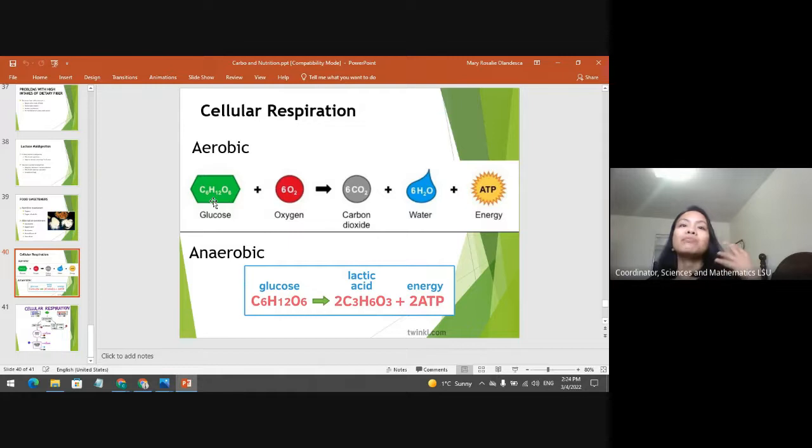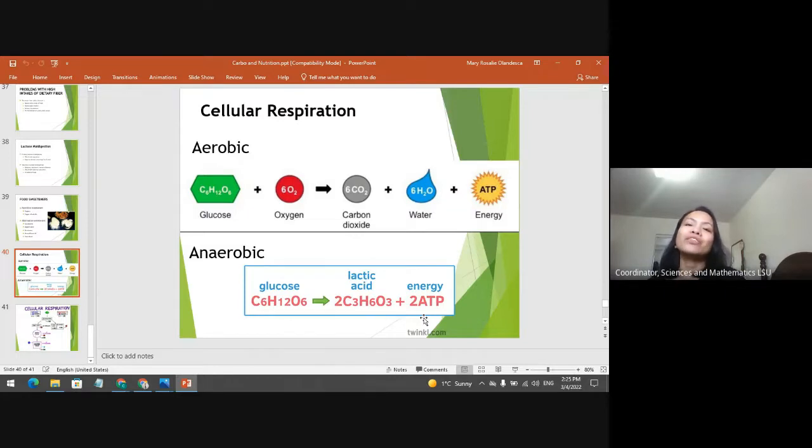There are two types of cellular respiration, the aerobic and the anaerobic. We already learned that aerobic respiration makes use of oxygen, while the anaerobic doesn't. So glucose is being burned by oxygen and the products are carbon dioxide, water, and energy in the form of ATP. On the other hand, for anaerobic respiration, no oxygen is used, so glucose gives us lactic acid as well as energy, of course, in the form of ATP.